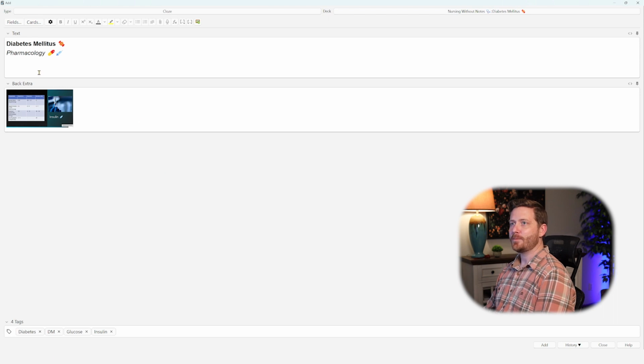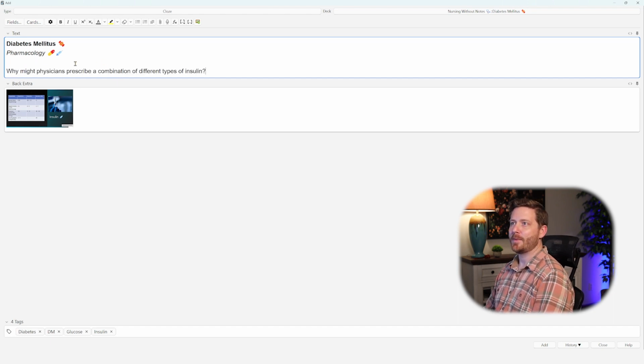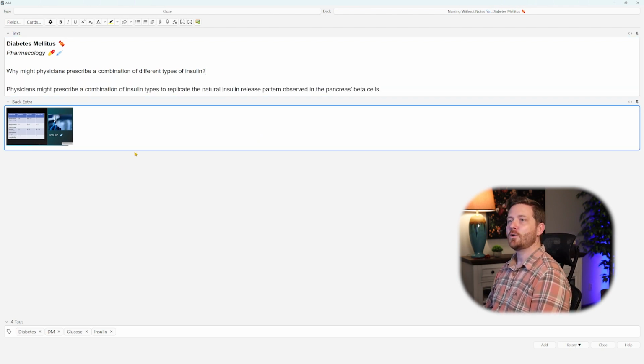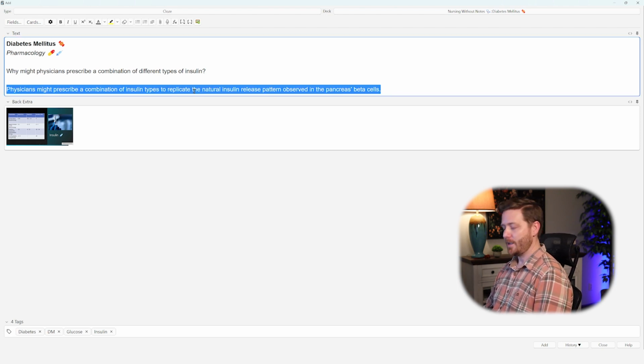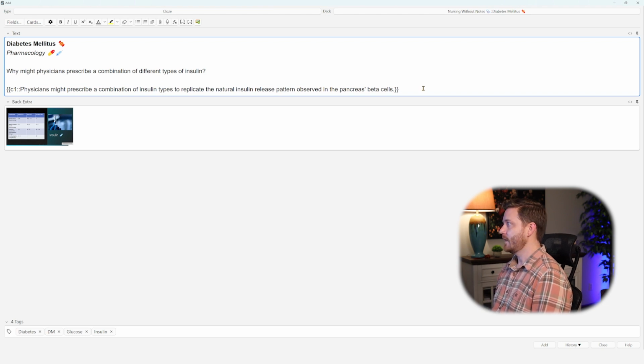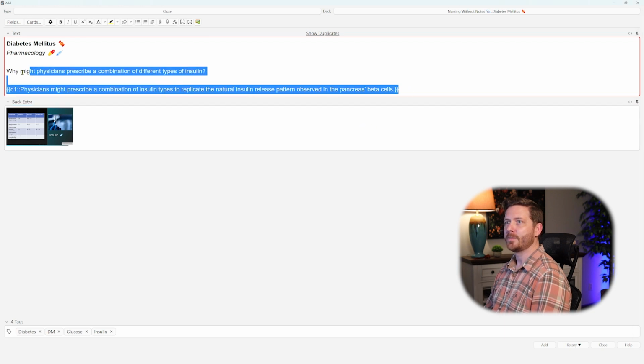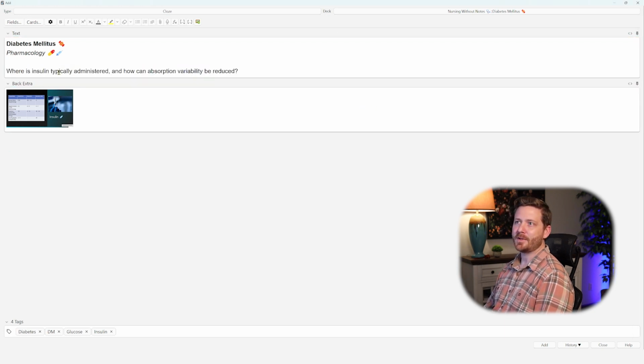So let's jot down just a couple last things about insulin here. All right, let's go ahead and jot down, why might physicians prescribe a combination of different types of insulin, since there are so many? So we could answer that by saying physicians might prescribe a combination of insulin types to replicate the natural insulin release pattern observed in the pancreas's beta cells. And we'll just jot that down so we can just keep that knowledge handy. And then one last thing to note here, let's also add in, where is insulin typically administered and how can absorption variability be reduced?